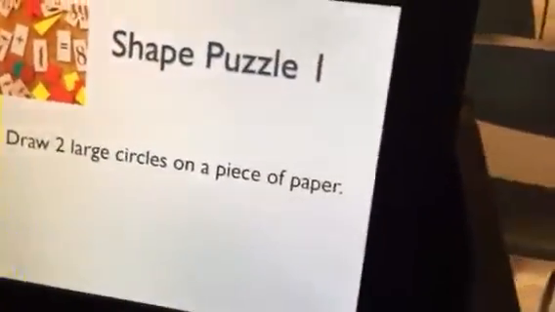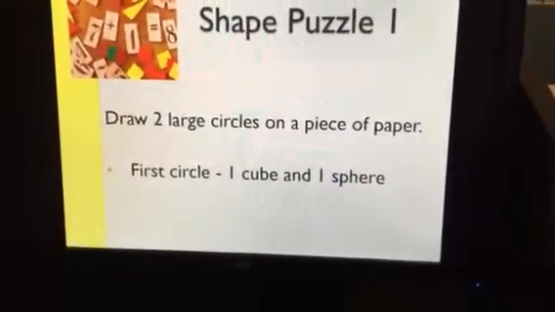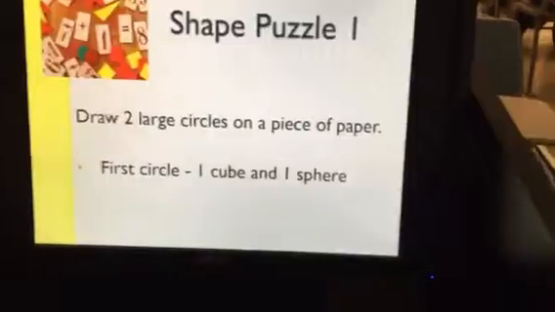Draw 2 circles on a piece of paper. It says large circles, so I'm just going to work on shape puzzle number 1. The first circle, put in 1 cube and 1 sphere.